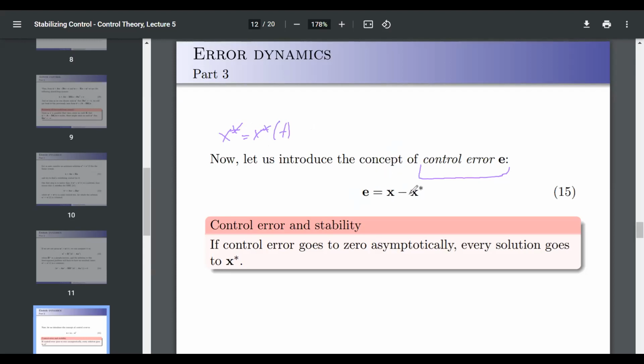We introduce control error. What is control error? It's the difference between current solution and desired solution. This solution, we call it desired solution. This is an actual solution. So the difference between them is a control error. Control error is extremely useful. Why is it useful? Well, if control error goes to zero asymptotically, it means that every solution goes to x star. Why? Well, if this goes to 0, it means that x goes to x star, right? So that's it.